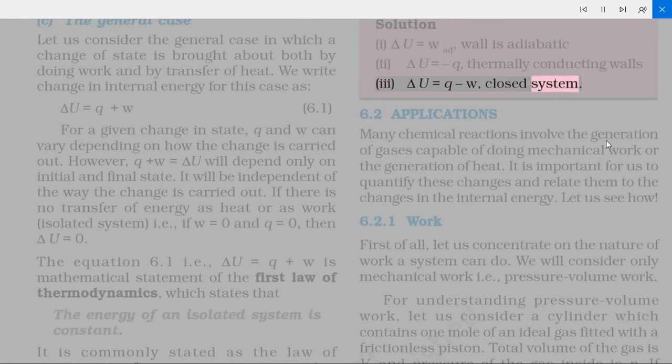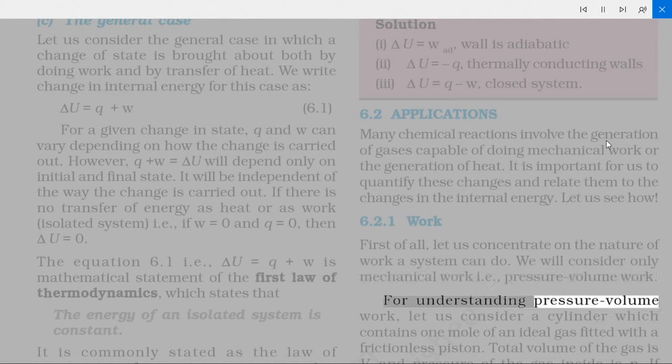6.2 Applications. Many chemical reactions involve the generation of gases capable of doing mechanical work or the generation of heat. It is important for us to quantify these changes and relate them to the changes in the internal energy. Let us see how. Work. First of all, let us concentrate on the nature of work a system can do. We will consider only mechanical work, i.e., pressure-volume work.